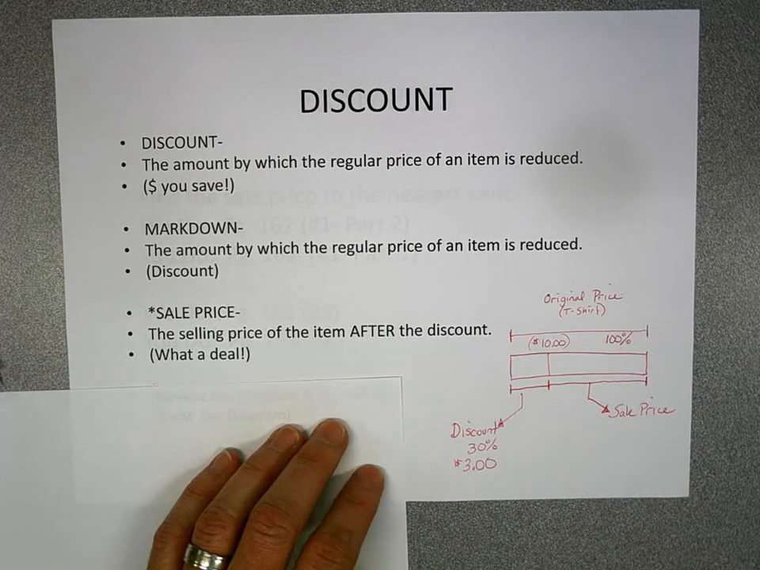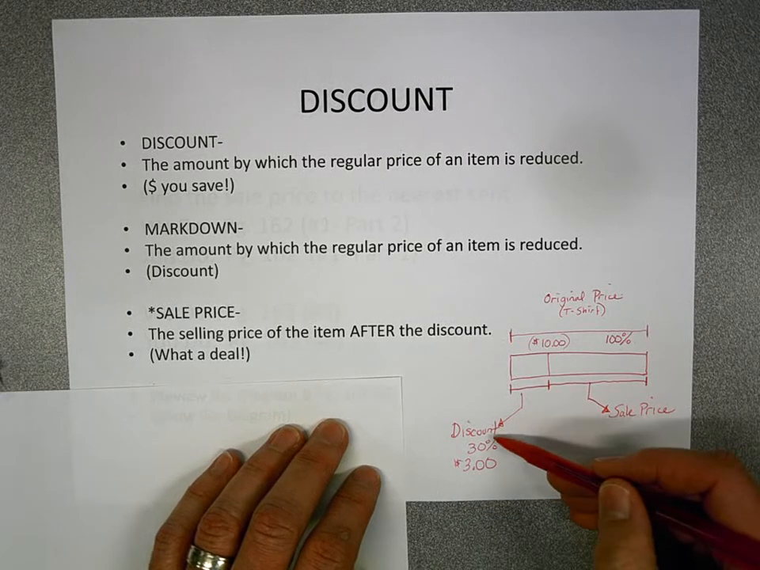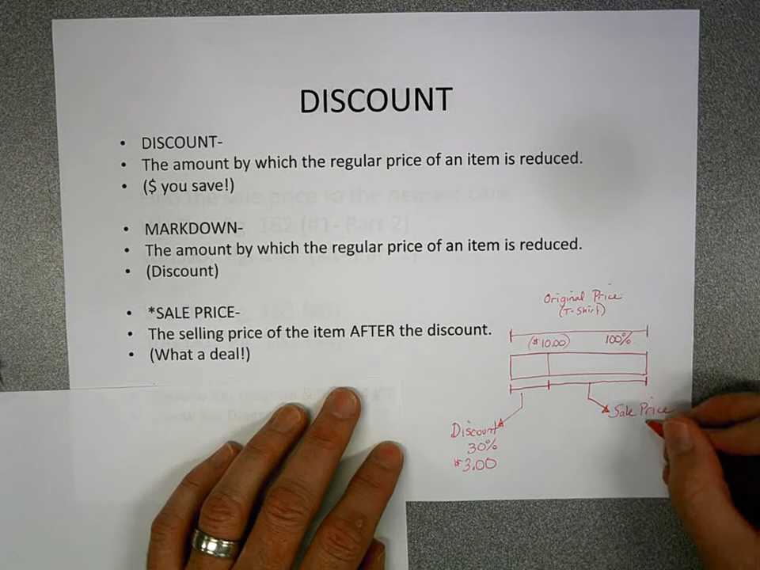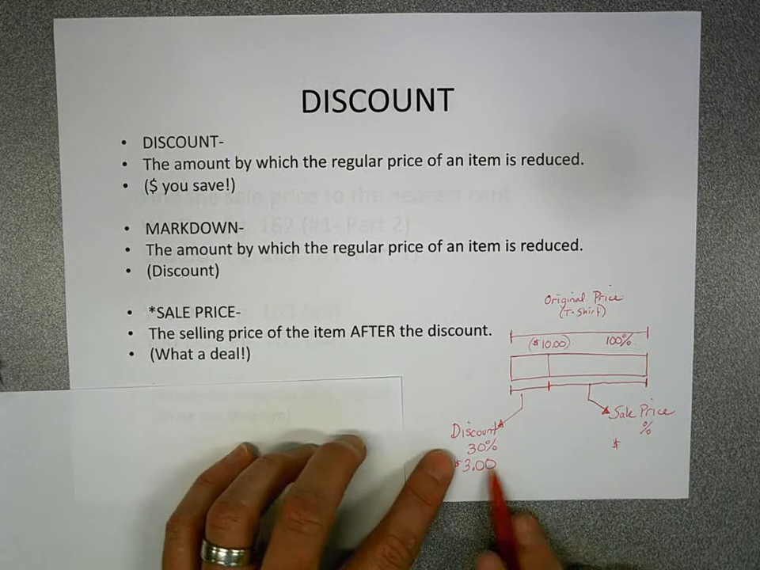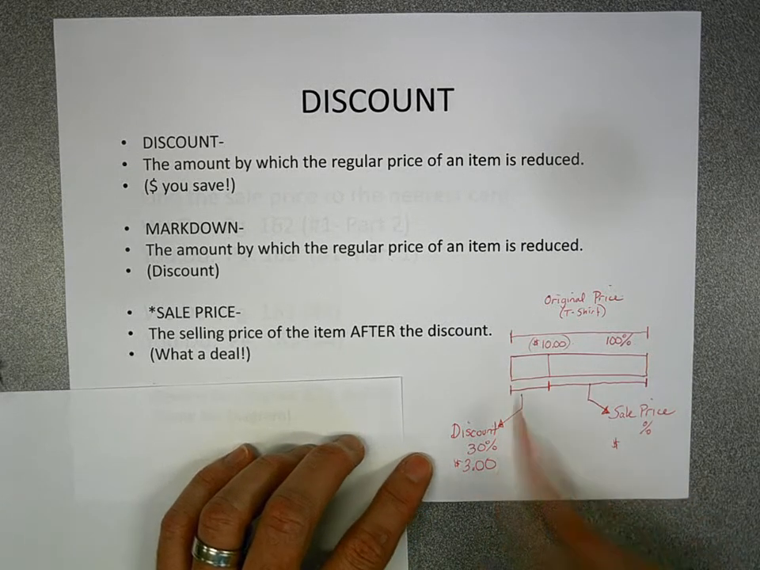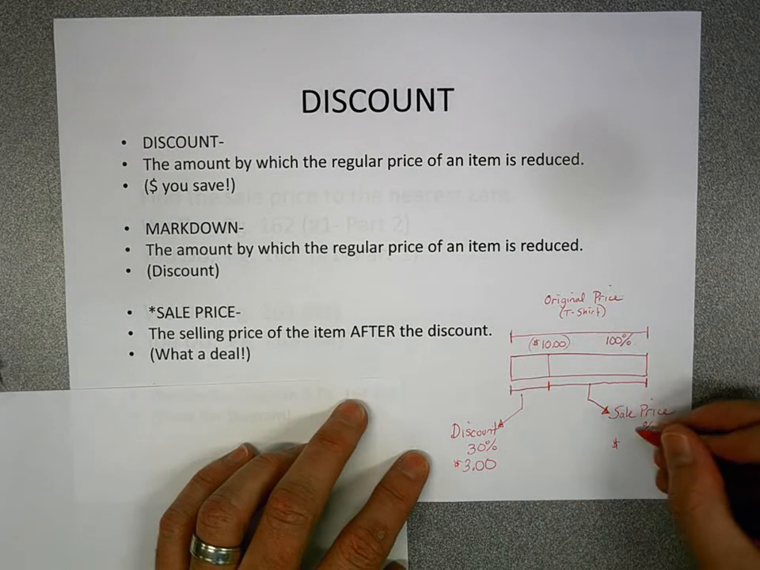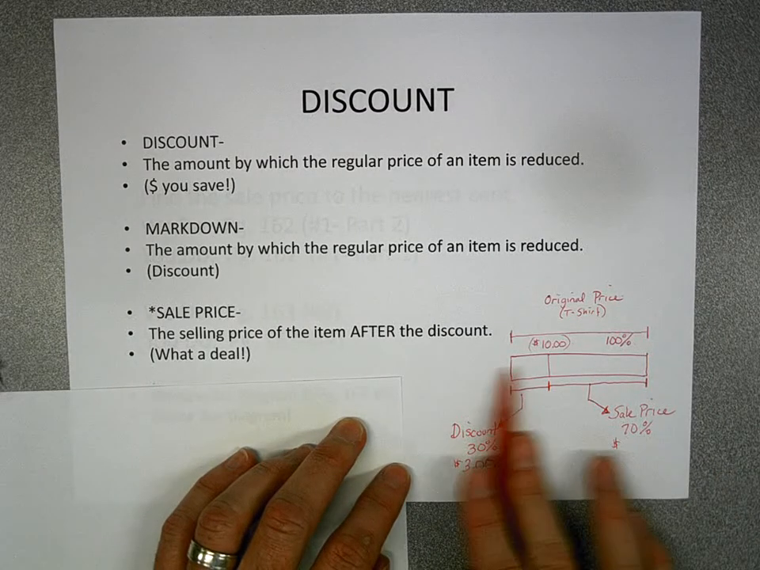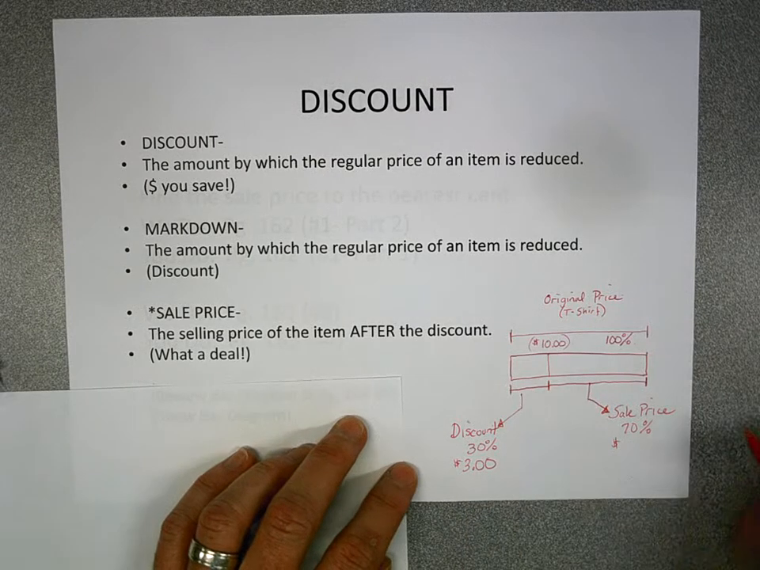So some of you are already thinking ahead. The discount has two parts to it. It has the percent and it has the dollar amount. Okay? The sale price is also going to have a percent and a dollar amount. But look at this. If this whole bar is 100% and the discount's 30%, what's the sale price percent? 70%. You see how that works? If this whole bar is $10 for that shirt, which is the original price, and the discount's $3, how much is the sale price? $7.